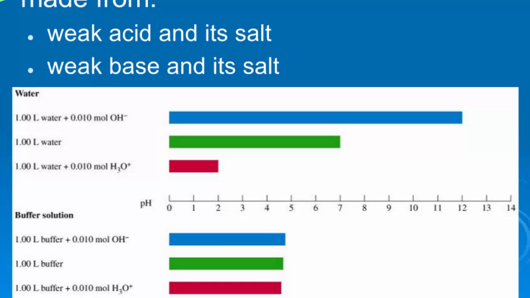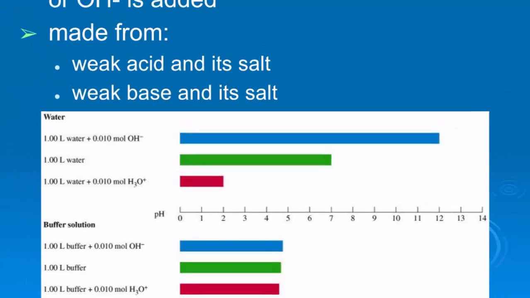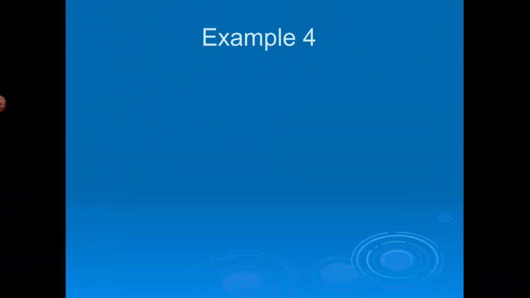Why might this be important? Well, biologically, buffers are extremely important. We don't want the pH of your blood or cell environment to change very much, because if it does, then things don't work the way they're supposed to, and the cell can die, or you can die.